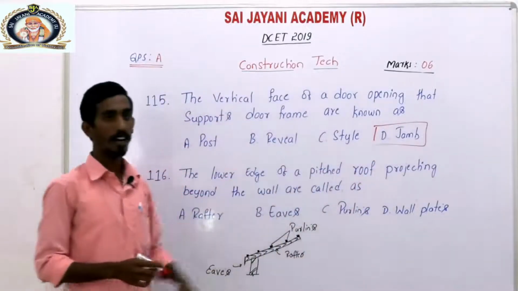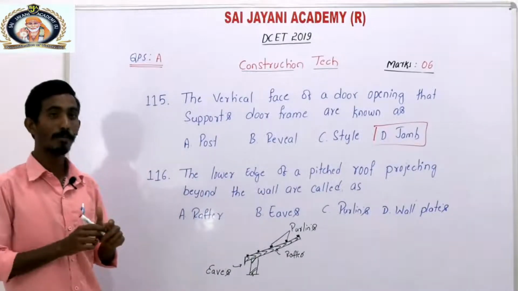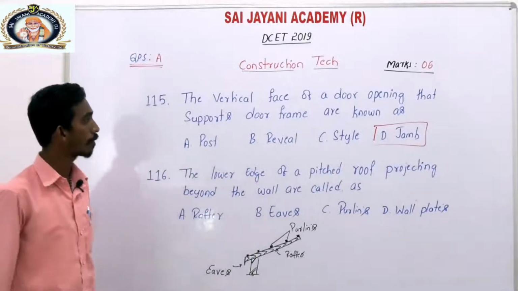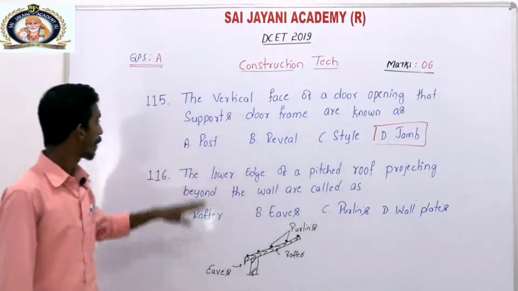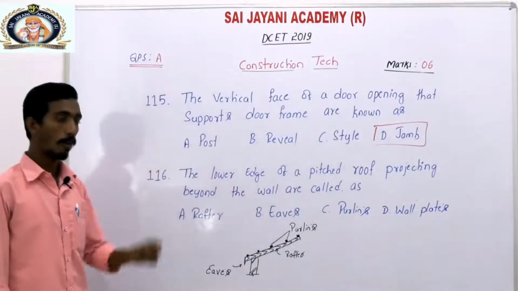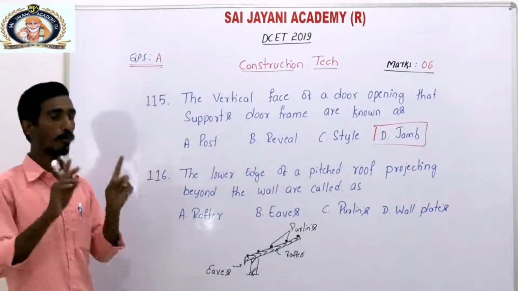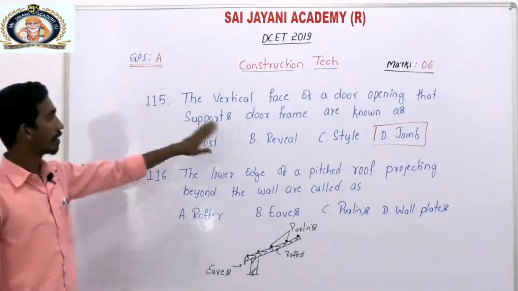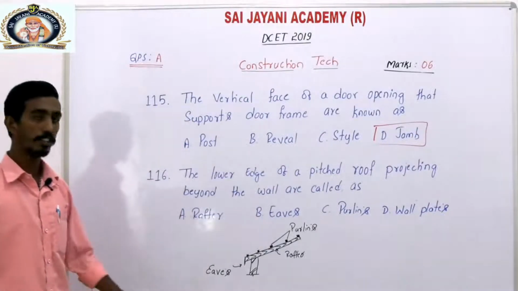Then stiles are the outermost vertical member of a shutter. Option A, posts are the vertical members of the door frame. Therefore, the right answer for the question is option D, jamb.